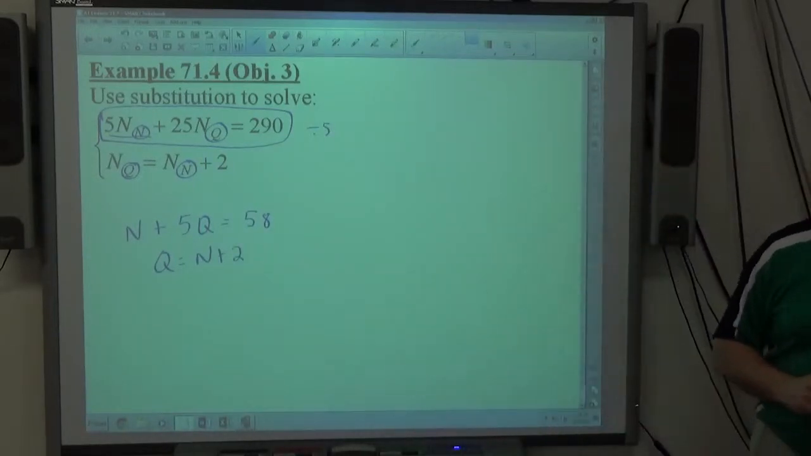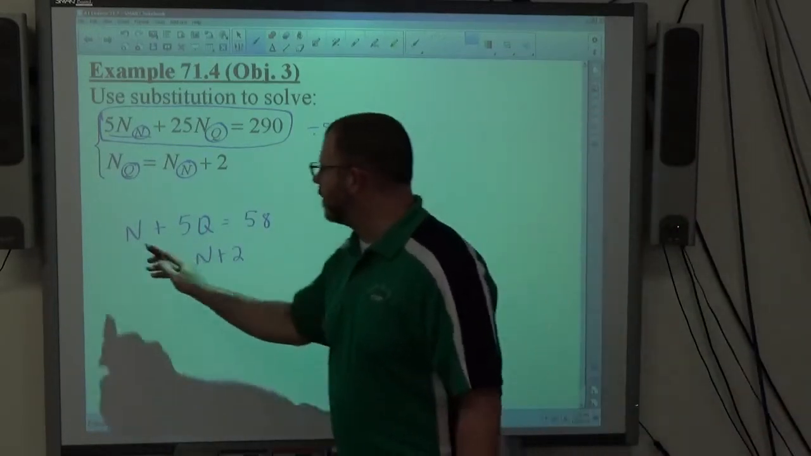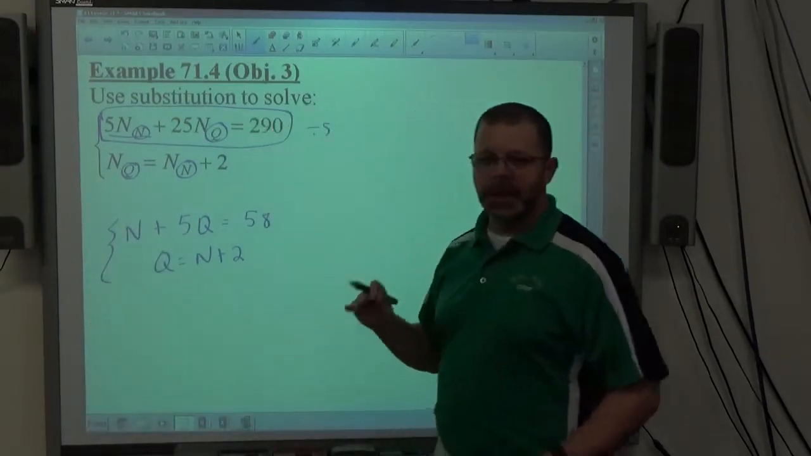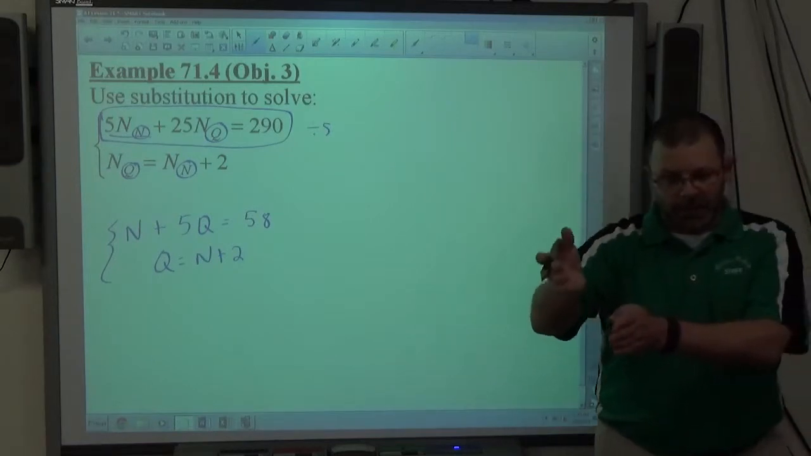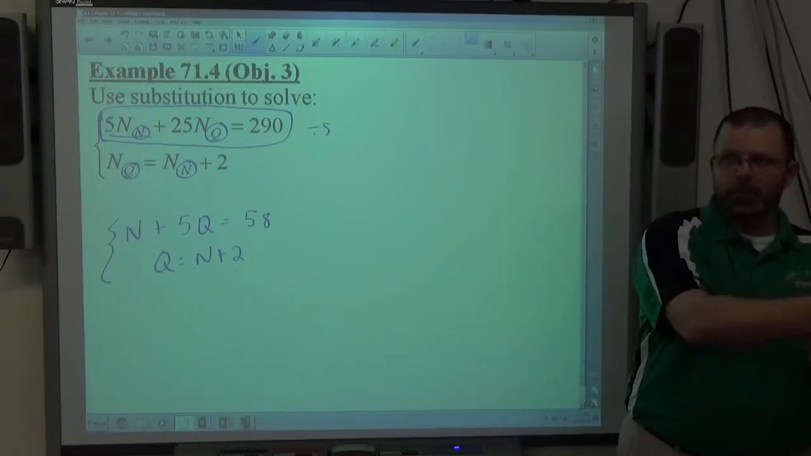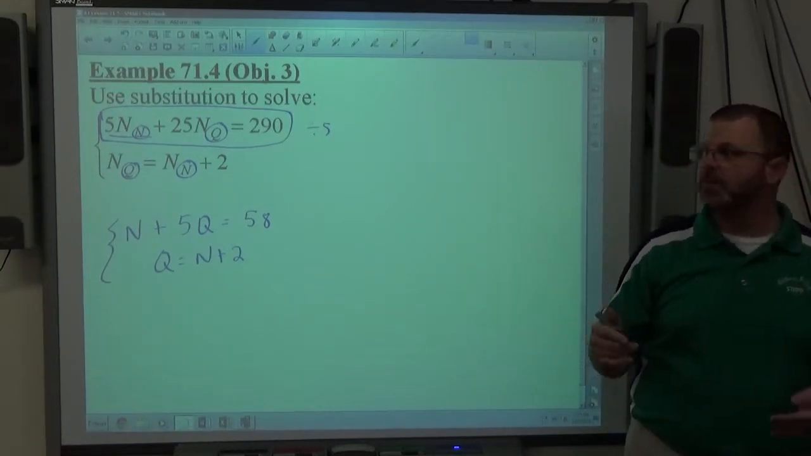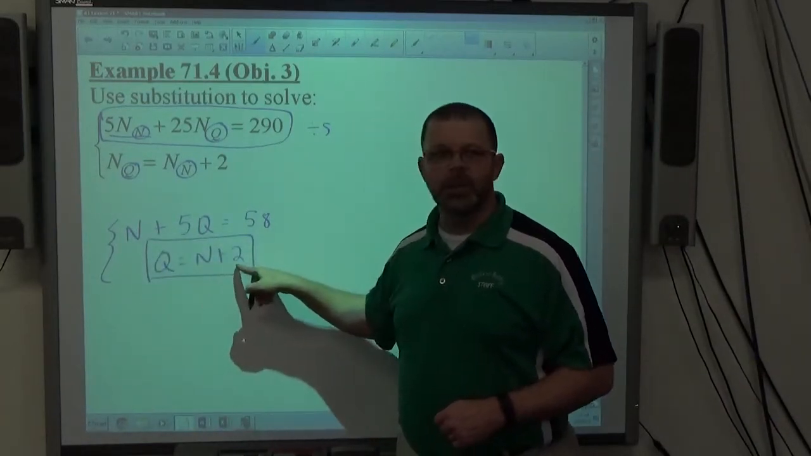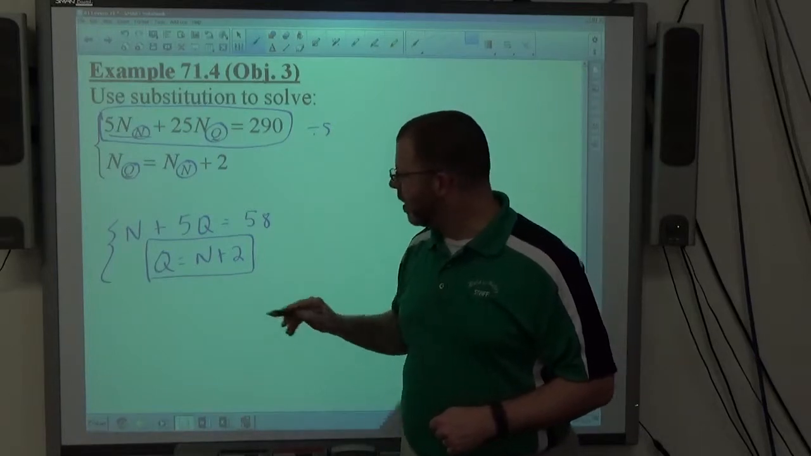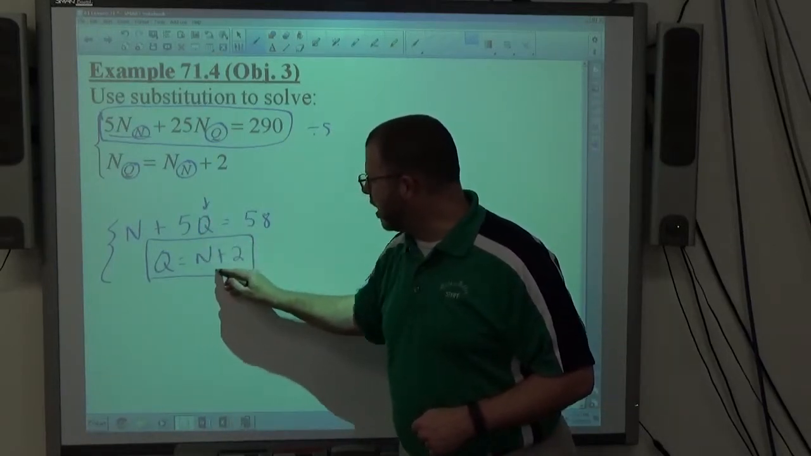Looking at this problem, the way it's set up establishes how I'm going to go about doing it. If it's each letter 1 plus letter 2 equals a number on both, I'm going to use elimination every time. But if one of the equations looks like this, q equals everything else, substitution is a lot quicker. So I'm going to replace this q with an n plus 2.